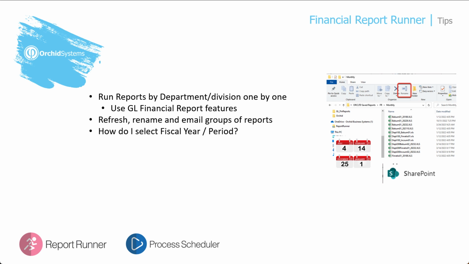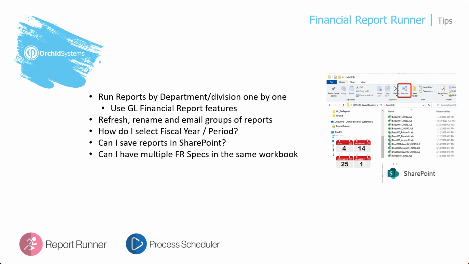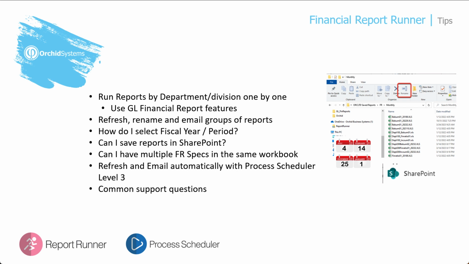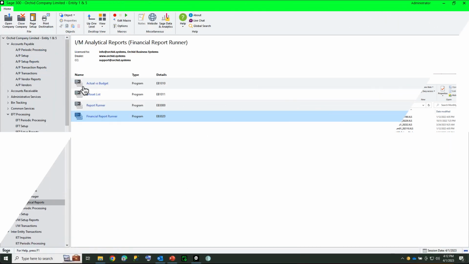How do we select a fiscal year and a period when we run a group of financial reports? Can we save reports in SharePoint? Can we run a financial report spec with multiple specs in the same workbook? And then we will look at how to refresh and email automatically with Process Scheduler Level 3 and look at the differences in what you can configure when you use Process Scheduler. And then we'll touch on a few common support questions that apply to Financial Report Runner.